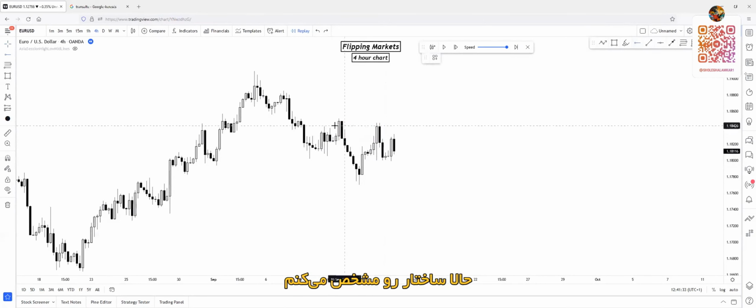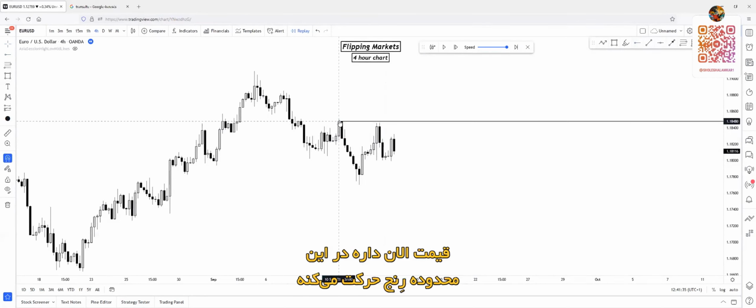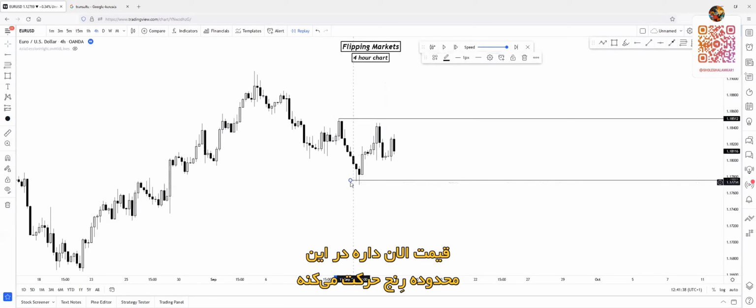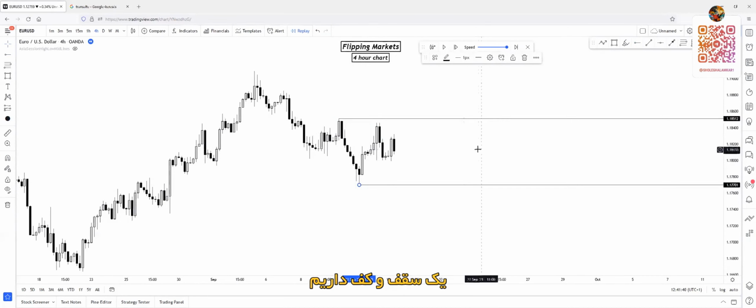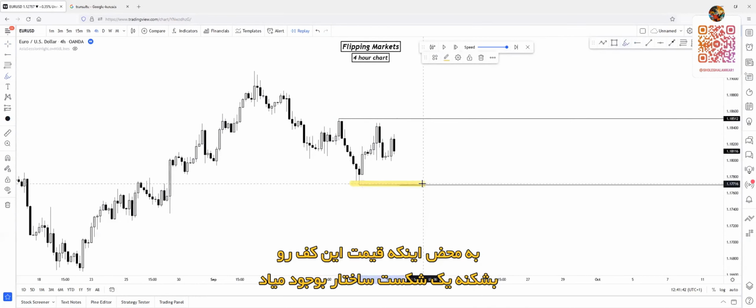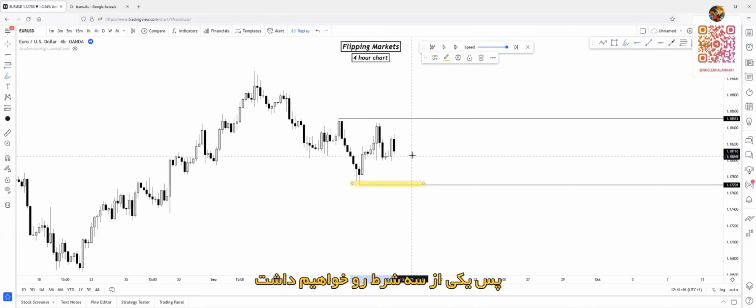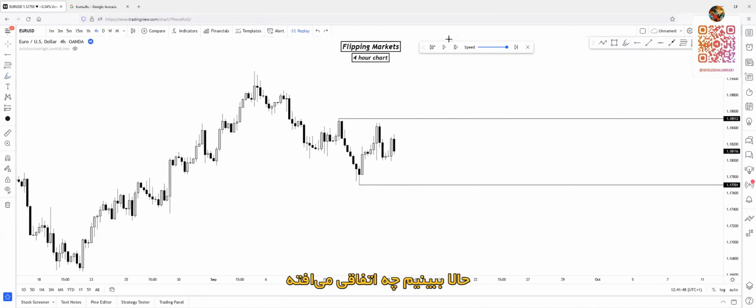So I will just mark the structure. Price is currently moving in this range. We have a high and a low. As soon as price breaks this low point, it will create a break of structure. So one of the three criteria will be fulfilled. Okay, let's see what will happen.